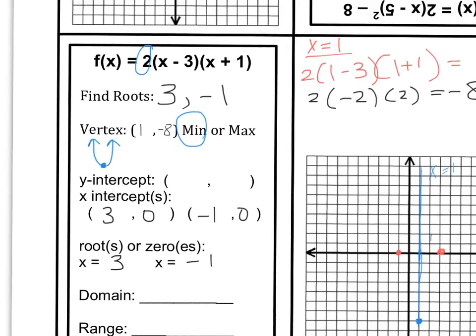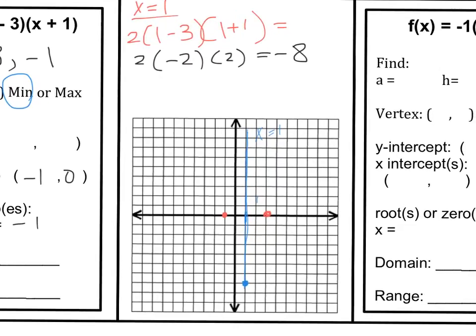The pattern is 1, 3, 5, odd numbers. Now, this is if a is 1, but since a is 2, then the pattern will be multiplied by 2. So the pattern is not 1, 3, 5 anymore, it's 2, 6, 10. So from the vertex, let's count 2, then 6, then 10.